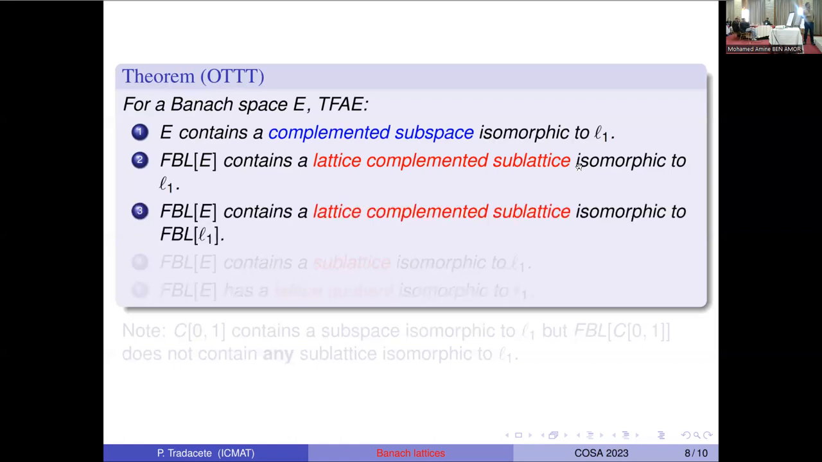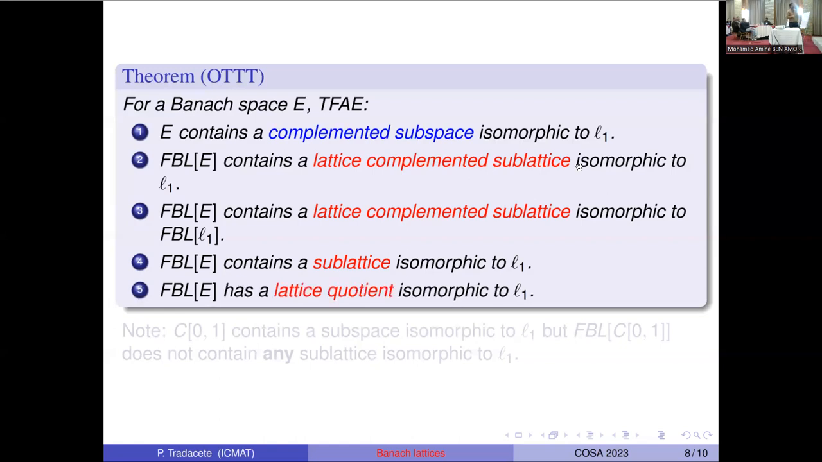It's formally stronger. Actually, it's not, because this is also the same as saying that the free Banach lattice contains a lattice complemented sublattice isomorphic, not just to L1, but to the whole free Banach lattice of L1. And this is the same as saying that it contains a sublattice isomorphic to L1, or a lattice quotient, okay? And for general Banach lattices, this property is well known to be equivalent to the dual failing the order continuity property.